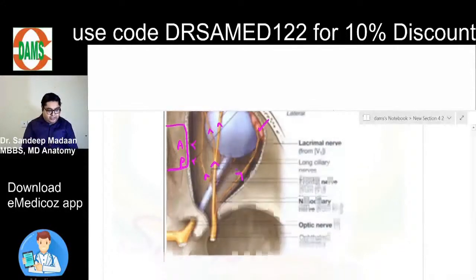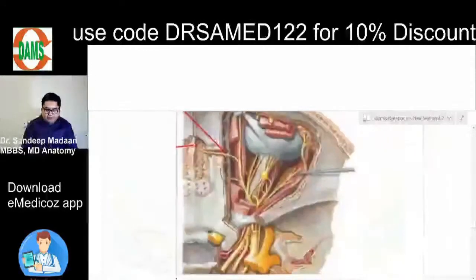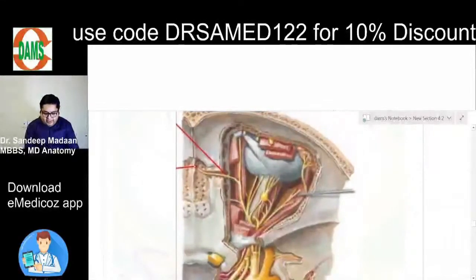Let us remove this part of the bone and let us see the further course. Now here in this diagram, we can see the anterior ethmoidal and posterior ethmoidal nerve. As we have seen, they are going from the orbit into the anterior cranial fossa. They will supply the meninges. But the anterior ethmoidal will not end there. By the side of the crista galli, the anterior ethmoidal will enter into the nasal cavity. So from the orbit to the cranial fossa, from the cranial fossa to the nasal cavity, right?